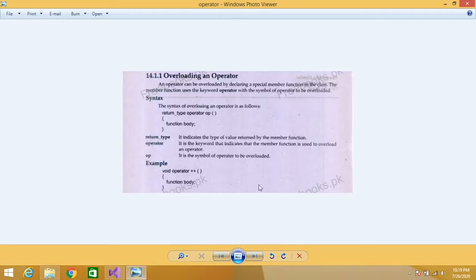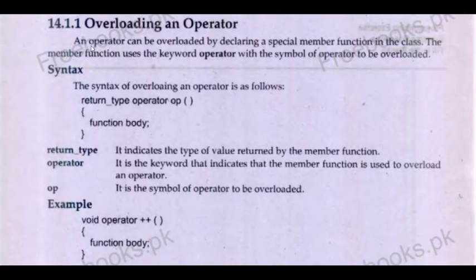So how to overload an operator? An operator can be overloaded by declaring a special member function in the class. The member function uses the keyword operator with the symbol of the operator to be overloaded. So what is the syntax? Return type, then operator keyword, then our operator. The operator can be plus, minus, increment operator, decrement operator, and then our function body. So we will define this function in our class definition.